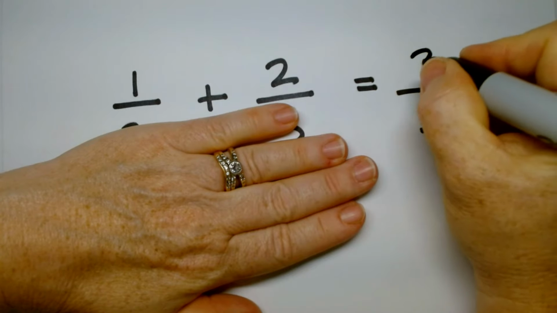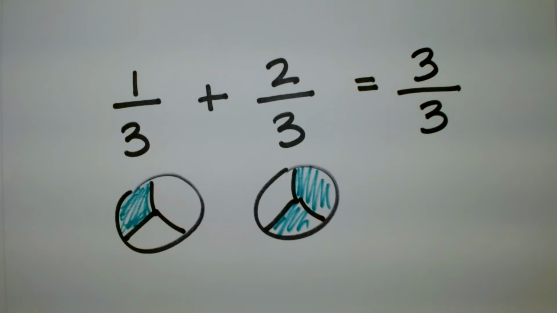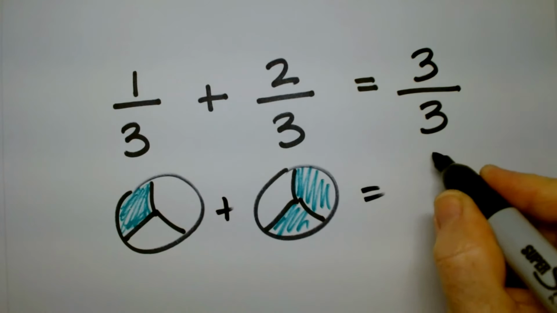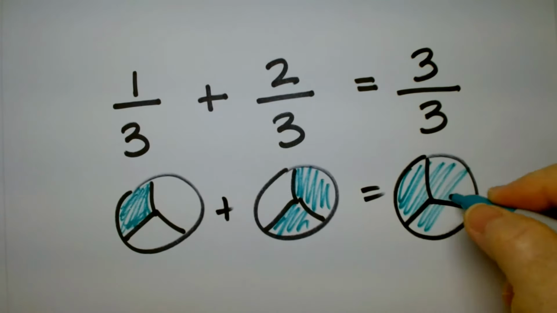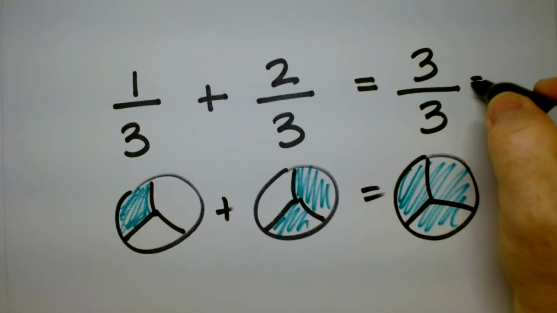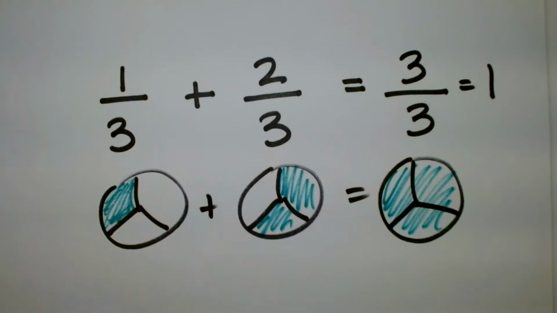1 plus 2 is 3. We just keep in mind you don't add the bottom because we don't add the number of divisions. So 3 out of 3 means we're talking about an entire pizza here. Okay, so you could also say this is equal to 1. All right, so this was a quick review.